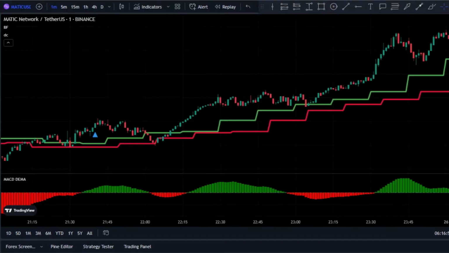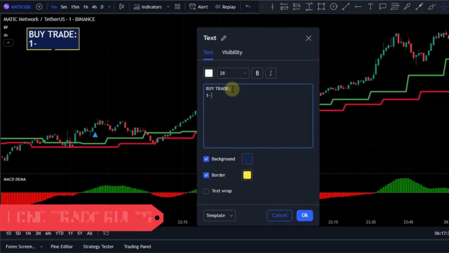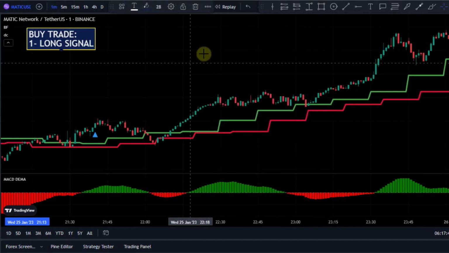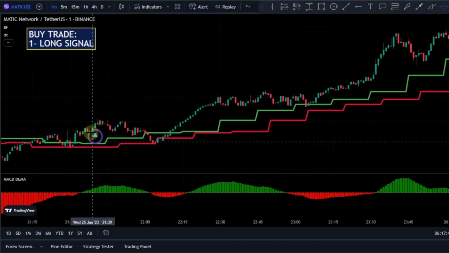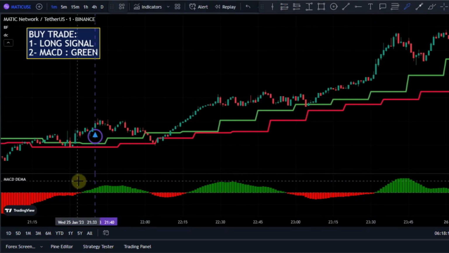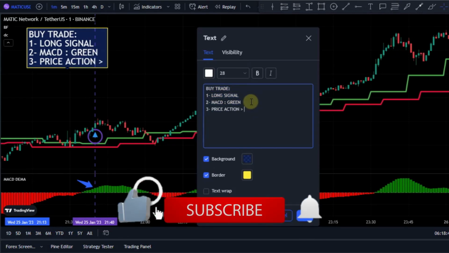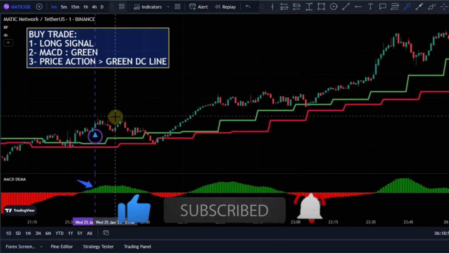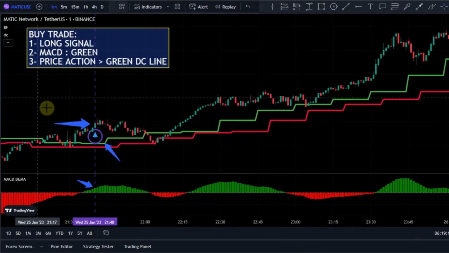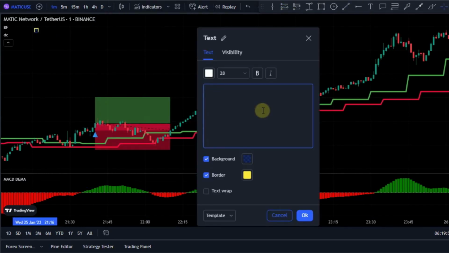Now, after completing the trading setup, let's discuss the rules of entering a trade, the stop loss, and the take profit points. To enter a long trade, the following conditions must be met. First, a long breakout signal must be issued. And after that, this signal should be confirmed by the MACD demo, which means that the MACD histogram should be green. And finally, the price action should be above the green Donchian channel line. So the buy signal is confirmed with these conditions, and you can enter the buy trade at the close of the trigger candlestick.